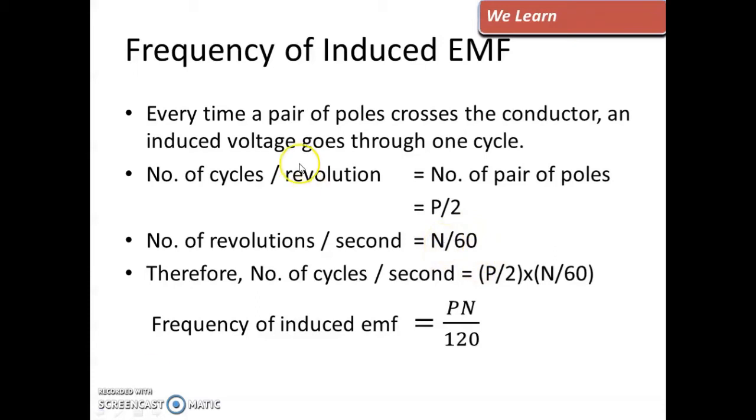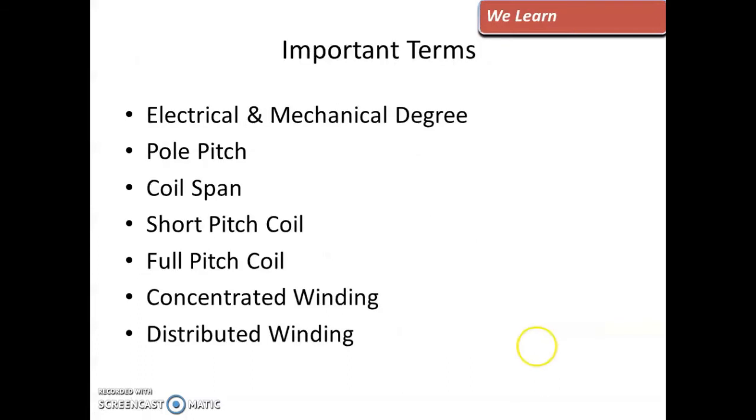Therefore, the number of cycles per second will be equal to the number of cycles per revolution into the number of revolutions per second, which gives us P by 2 into N by 60. Ultimately, the number of cycles per second is nothing but frequency. So the frequency of induced EMF is given by PN by 120. That is the standard formula for frequency, which is nothing but the output of the alternator.